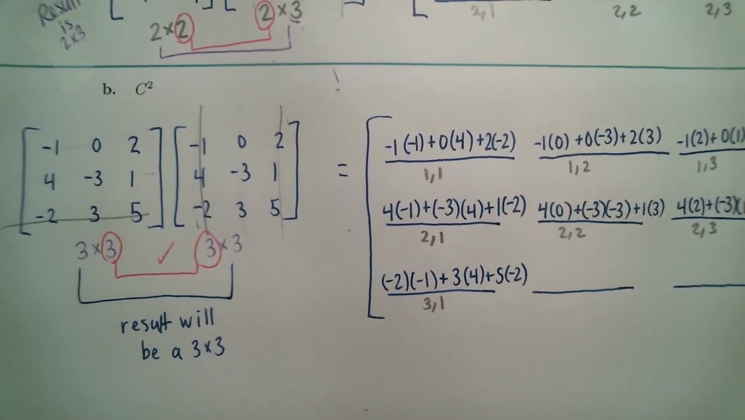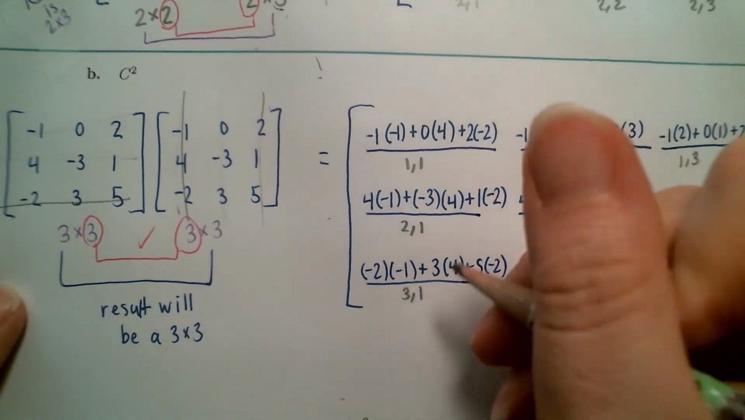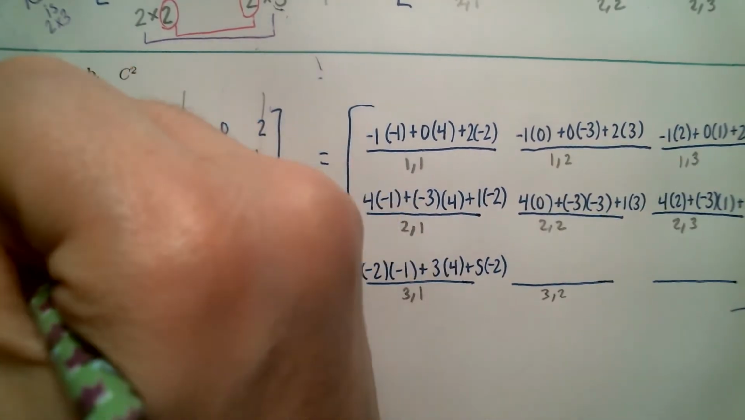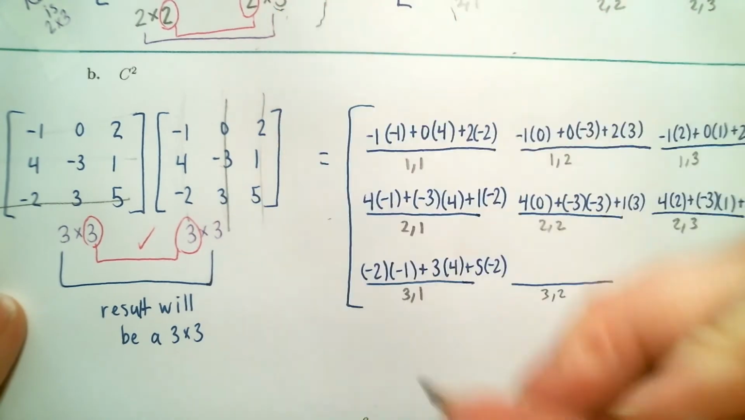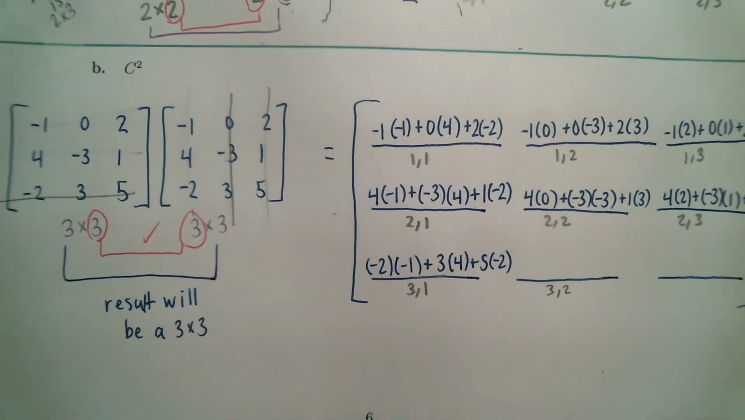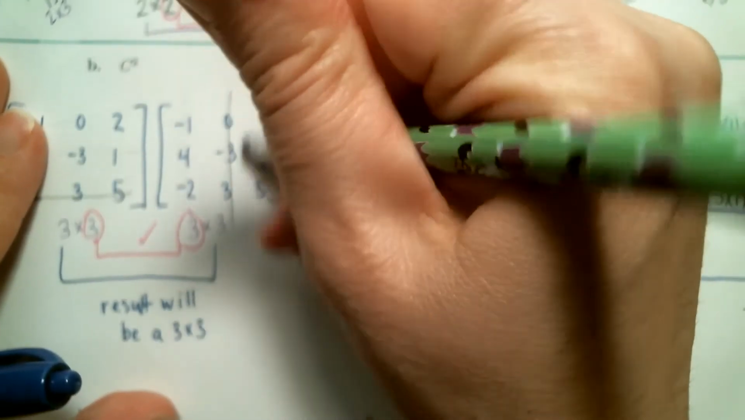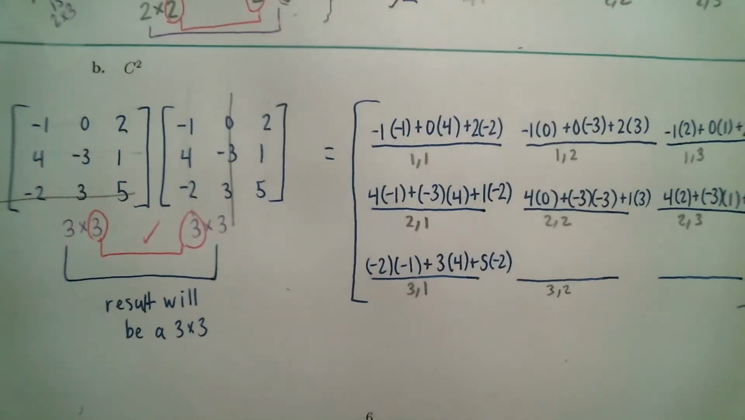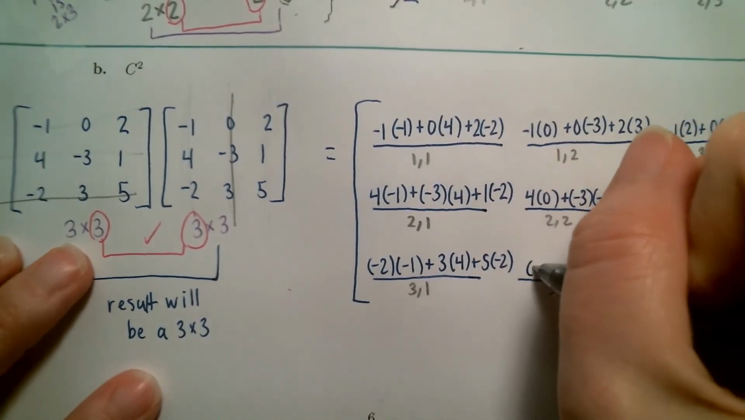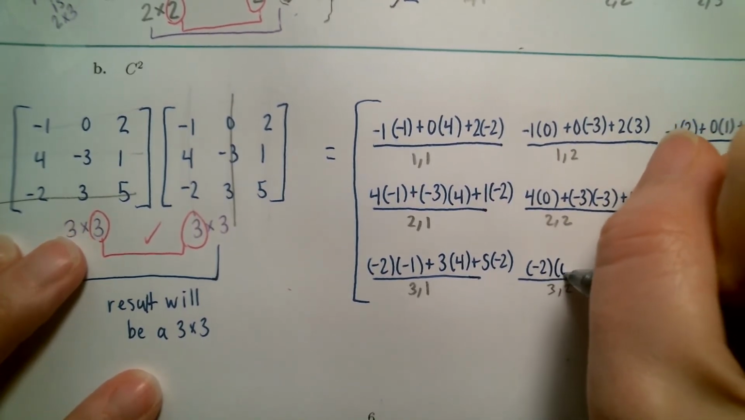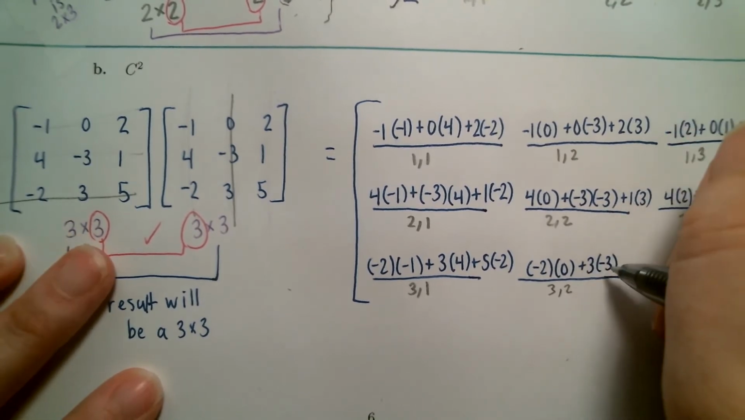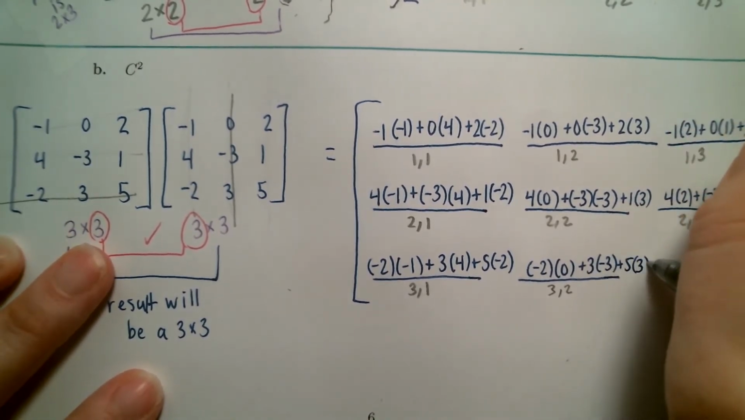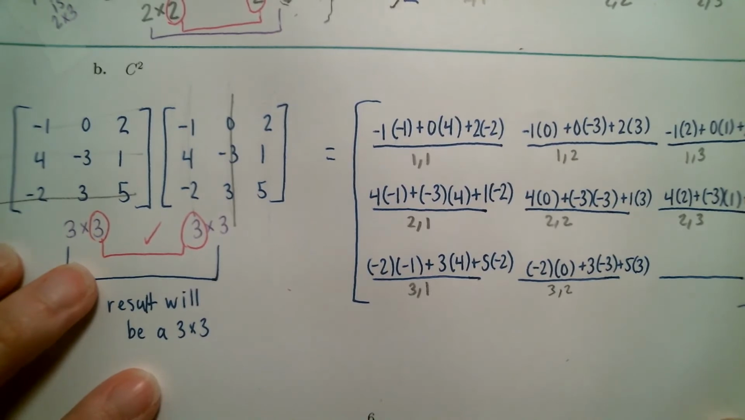Okay, so that's that. And now let's move on to the third row, second column. So the dot product of the third row and the second column. This time it's going to be negative 2 times 0 plus 3 times negative 3 plus 5 times 3. Okay. All right, one more spot.